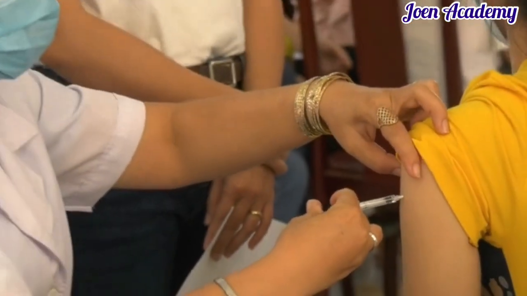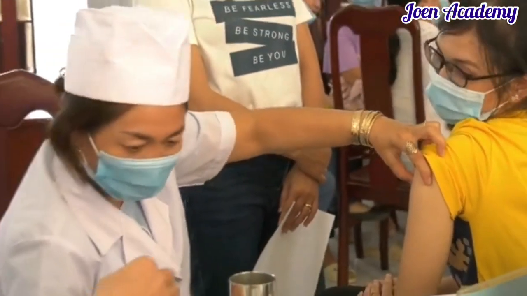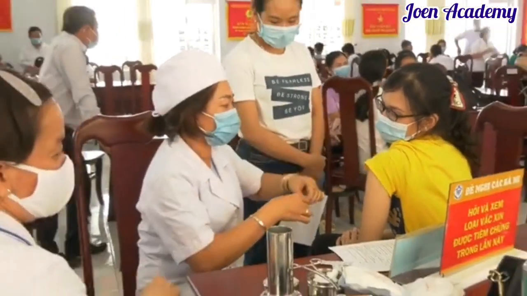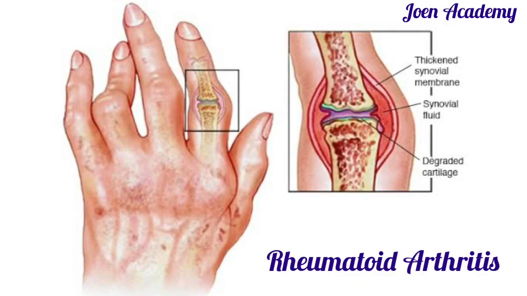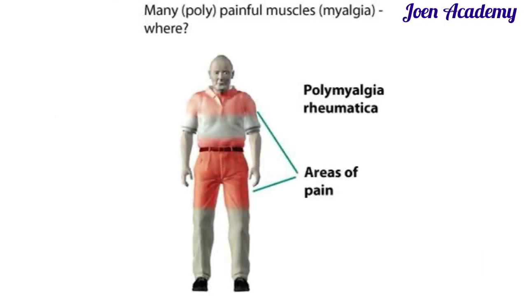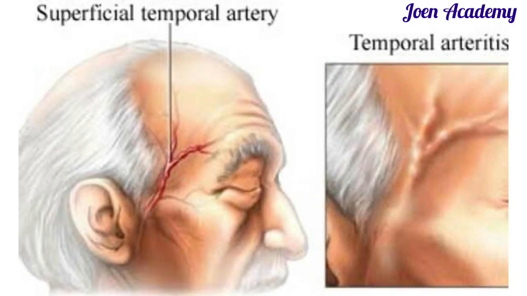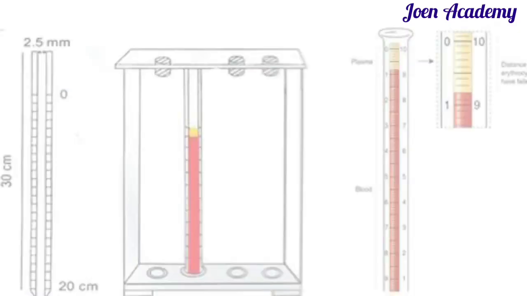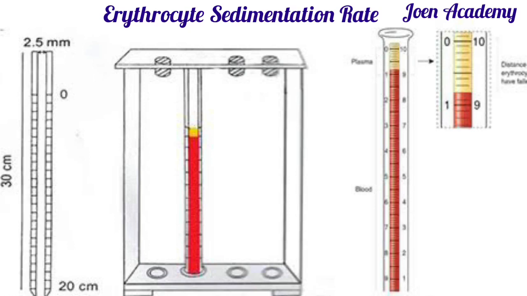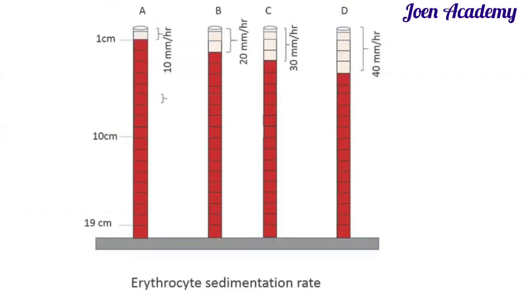The progress of patients treated for certain chronic inflammatory disorders such as pulmonary tuberculosis, rheumatoid arthritis, polymyalgia rheumatica, and temporal arteritis are monitored through the determination of erythrocyte sedimentation rate of these patients. What is even erythrocyte sedimentation rate in the first place? Well, that is exactly what we are going to talk about in this video.